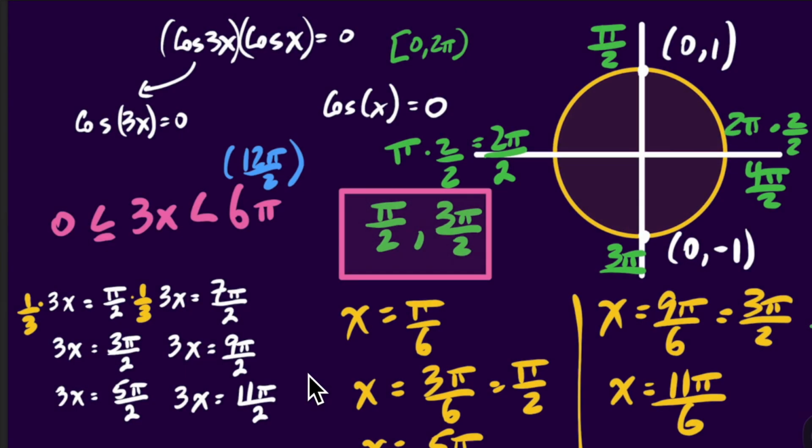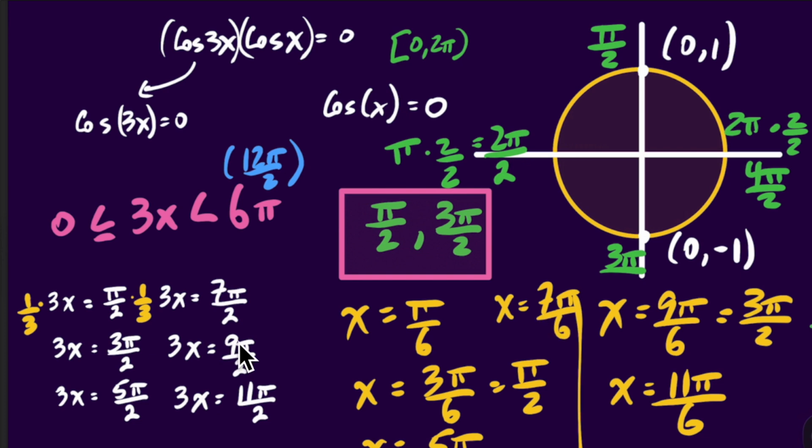Okay, during the break I realized that I left one of the answers off, and that's this one right here, 3x equals 7 pi over 2. So we're also going to have here, we'll squeeze it in, x equals 7 pi over 6.